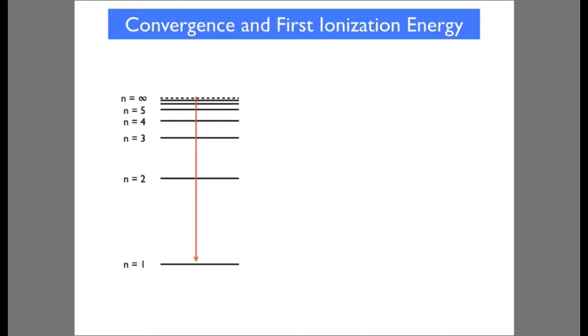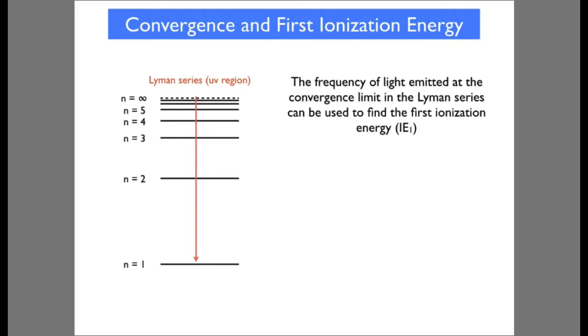Here we can see ionization energy represented by the Lyman series. Remember, the Lyman series was the emissions where an electron falls back down to the ground state, to n equals 1. And these are seen in the UV region of the electromagnetic radiation spectrum.